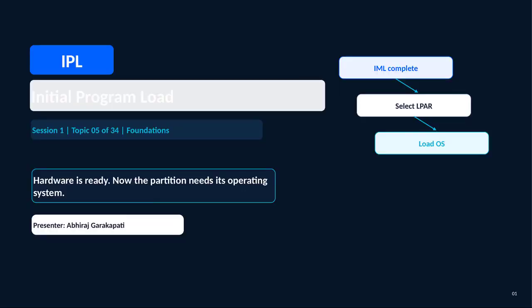Think of this topic as the moment after a large building has power, elevators, water, and security ready, but each apartment still needs someone to move in and start living there. Initial machine load prepares the machine and builds the I/O world. Initial program load is the next step, where a specific logical partition loads its operating system and becomes useful workspace.